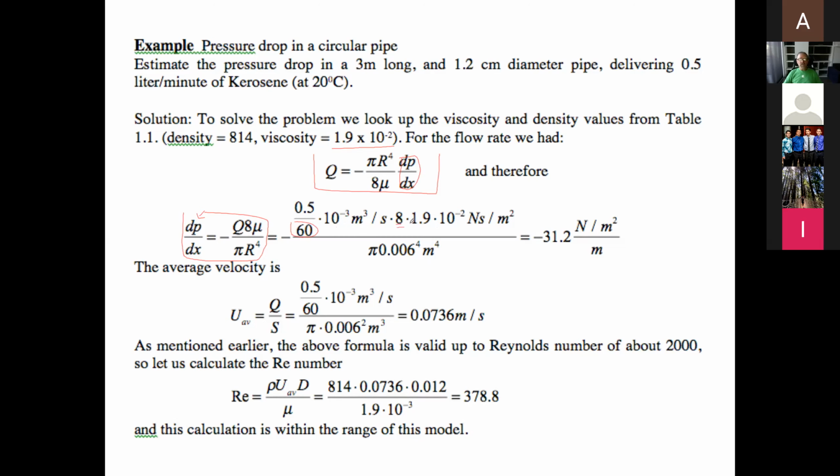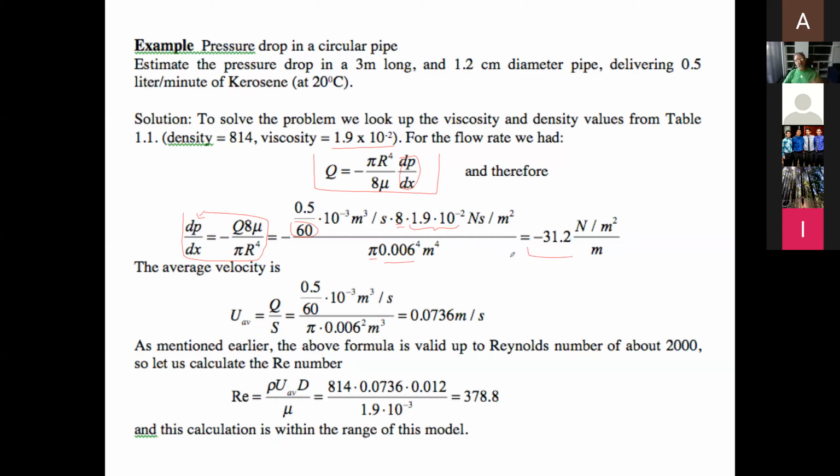Mu is 1.9×10^-2. Pi remains pi. R, we said R is 1.2 centimeters. So the radius is 6 millimeters, which is 10^-3 of a meter, to the fourth. Do the algebra, minus 31.2 Newton meters a second.